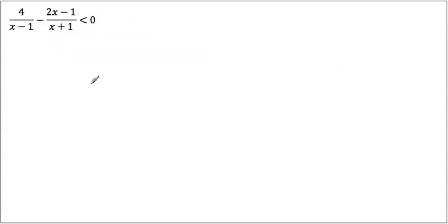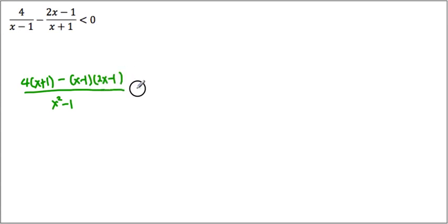How about the second one? In this case, what are we going to do? We're going to combine them together and make that into one fraction and follow the same procedure as in the last question. Since our common denominator is x squared minus 1, here we get 4 times (x plus 1), and here we get minus (x minus 1) times (2x minus 1) has to be less than 0.